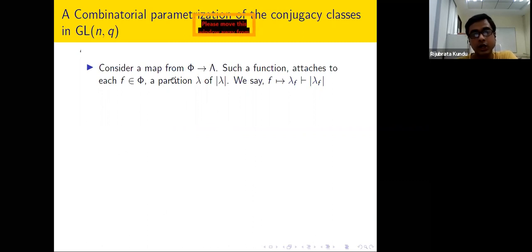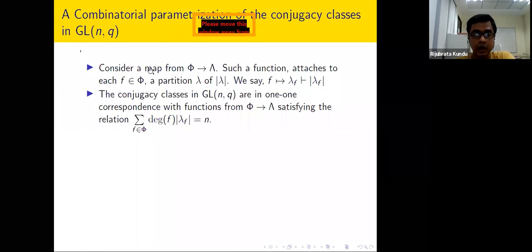Consider a map from capital Phi to capital Lambda. Recall that capital Phi was the set of all monic non-constant irreducible polynomials except the polynomial x, and capital Lambda was the set of all partitions. Such a function attaches to each f belonging to Phi a partition lambda_f of mod lambda_f, which is the sum of its parts, by our notation.